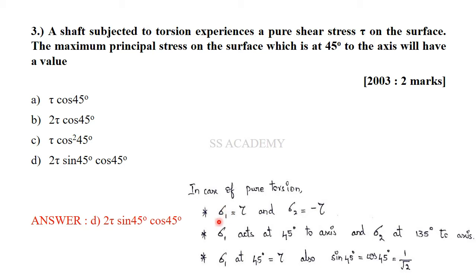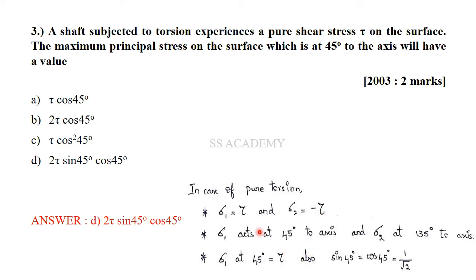That is, sigma 1 will be tensile and sigma 2 will be compressive. Sigma 1 will be acting at 45 degrees to the axis and sigma 2 will be acting at 135 degrees to the axis. So they have asked the maximum principal stress, that is the major principal stress on the surface, which is at 45 degrees to the axis. So they are asking for sigma 1, which comes out to be tau. Even if they ask for the minor principal stress, we will say tau only, but with a negative sign.